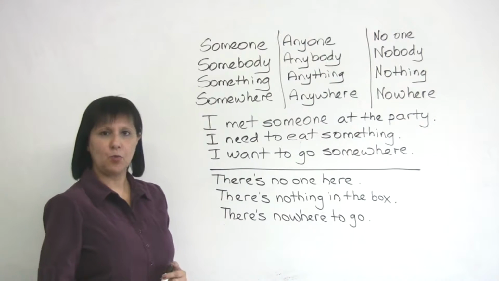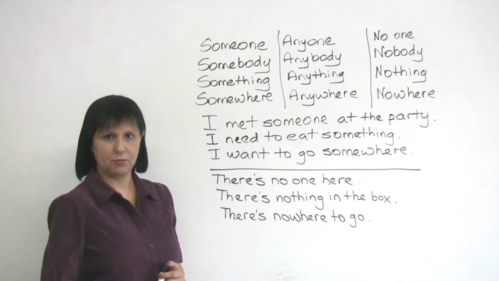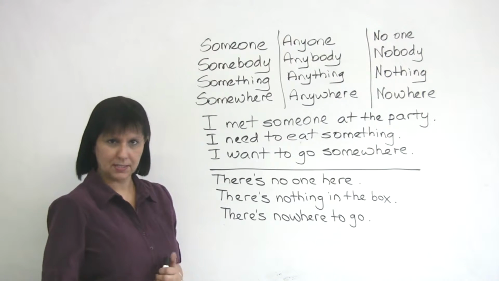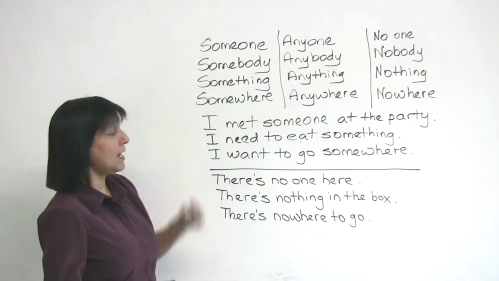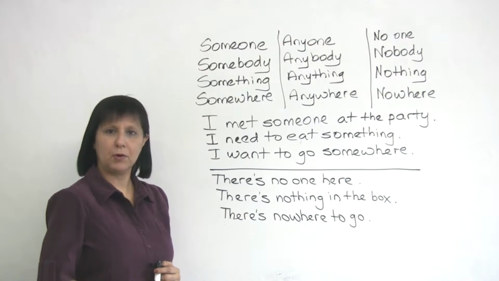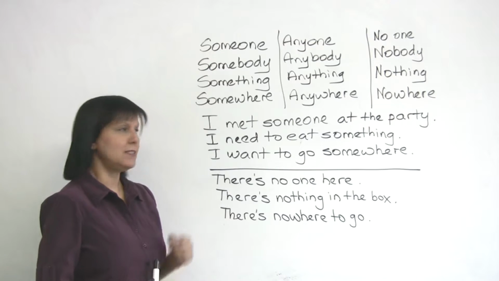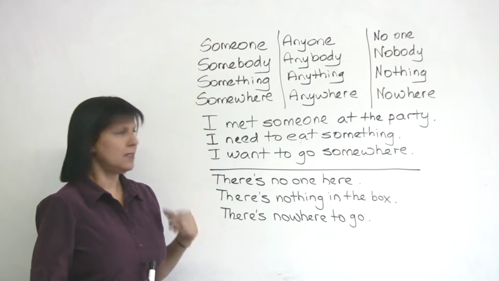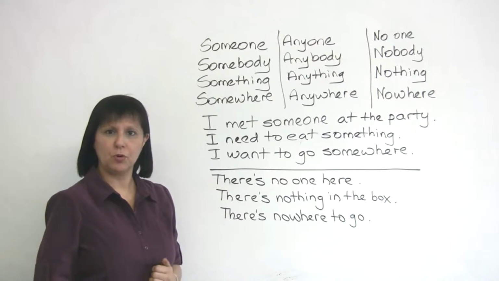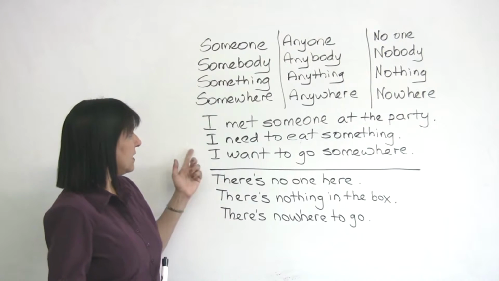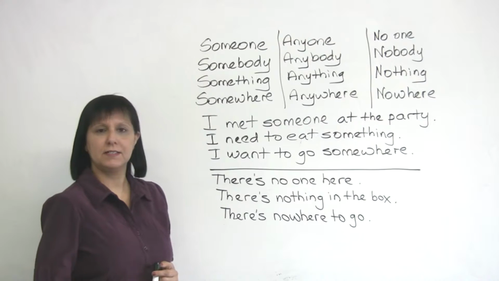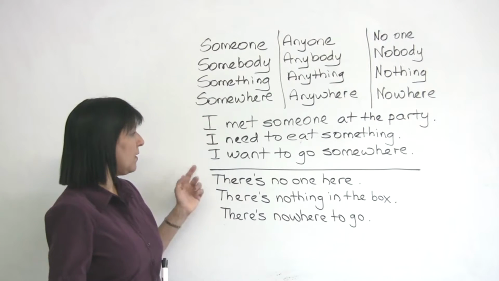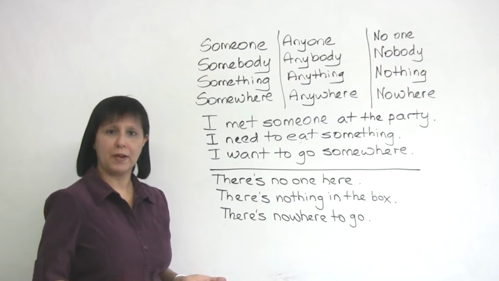I met someone at the party, right? We're using someone because it's a positive sentence. We could also say, I met somebody at the party. But generally speaking, someone is used more frequently. They are exactly the same. It's just someone tends to be used more often. Next example, I need to eat something. Positive sentence, right? Or I want to go somewhere.